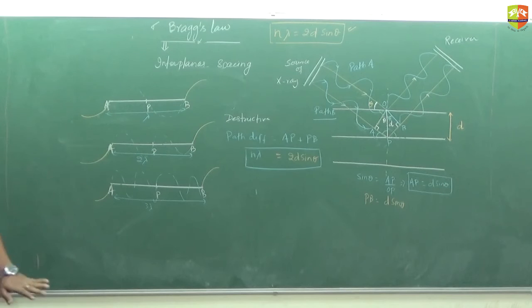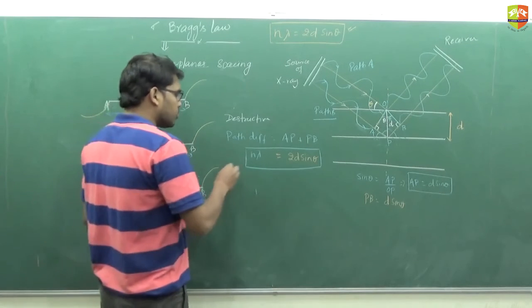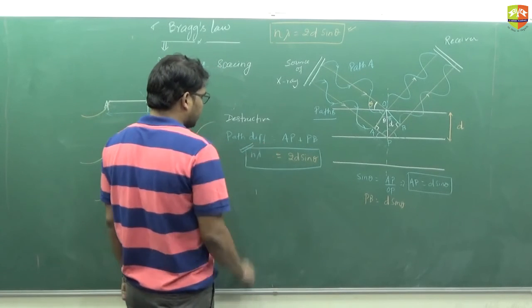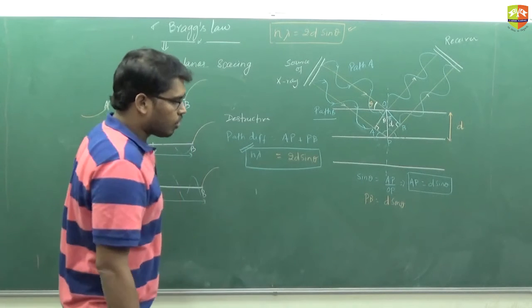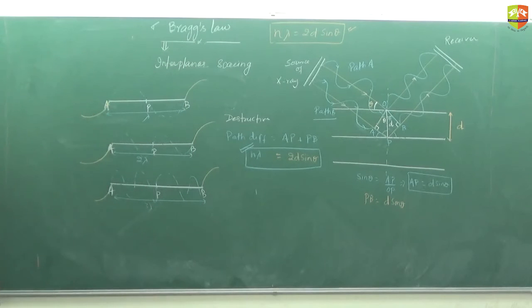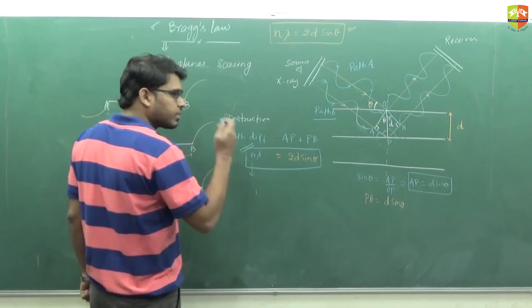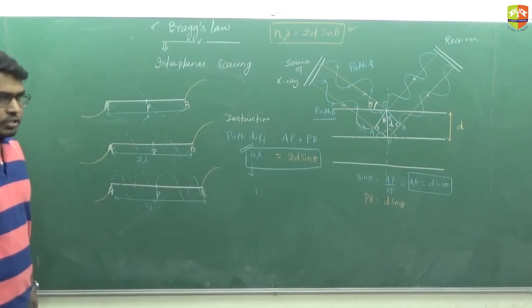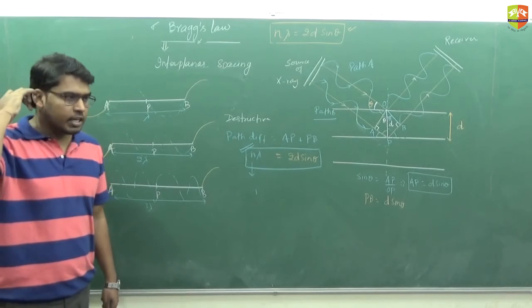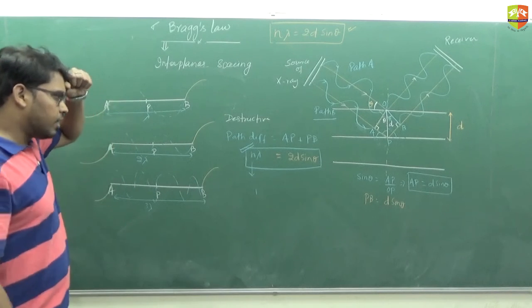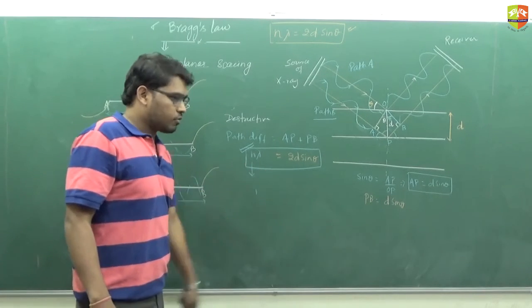Numerical questions you can solve under this. Mostly they'll ask numericals only. They'll give you all the things. Angle of incidence is given, and n is generally called the order. If first order diffraction is there, like that they say. First, second, whatever order they have written, that is the n value given. And whatever is unknown you can find out from this.